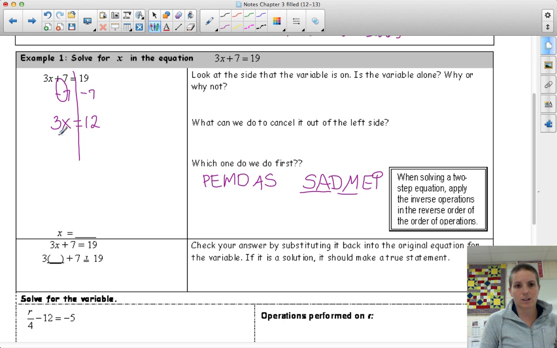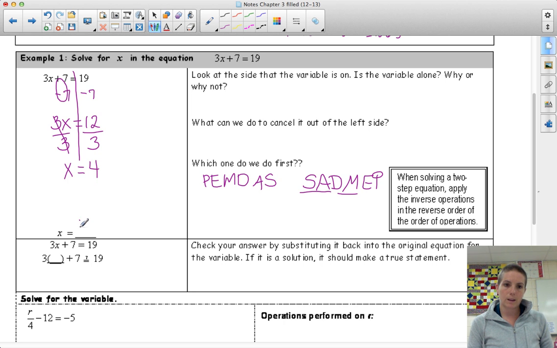3 times x, undo with division. Divide, because 3 over 3 is a 1. That's that multiplicative identity. It's going to get us just an x. My balance line is still my equal. Whatever I did on the right, I also have to do on the left, so I have to divide both sides by 3. 12 over 3 is a fraction that I can simplify. It becomes 4. x is equal to 4.